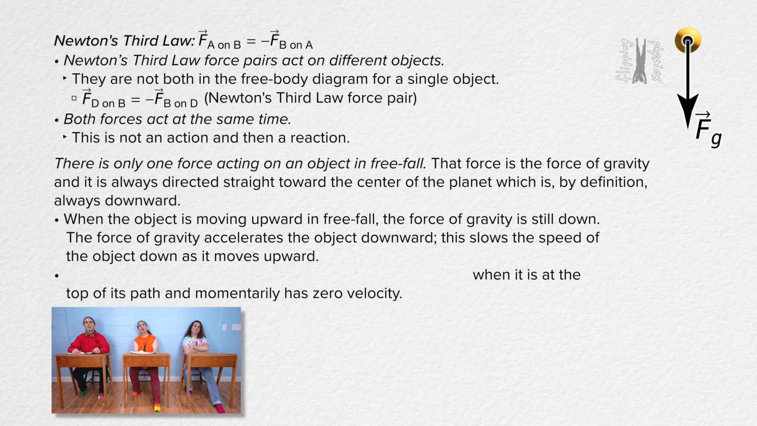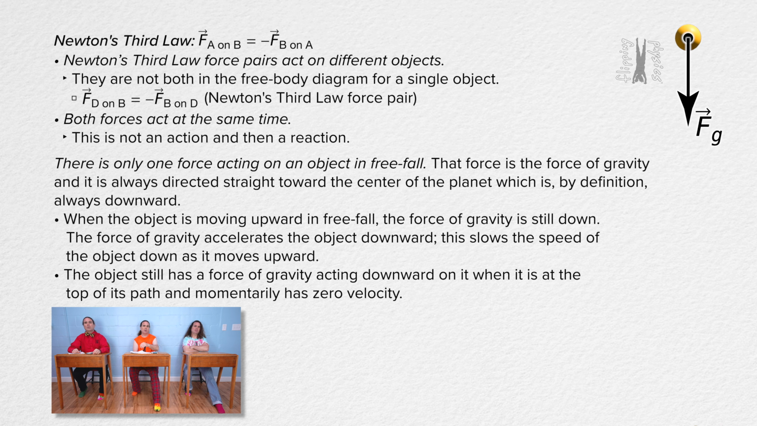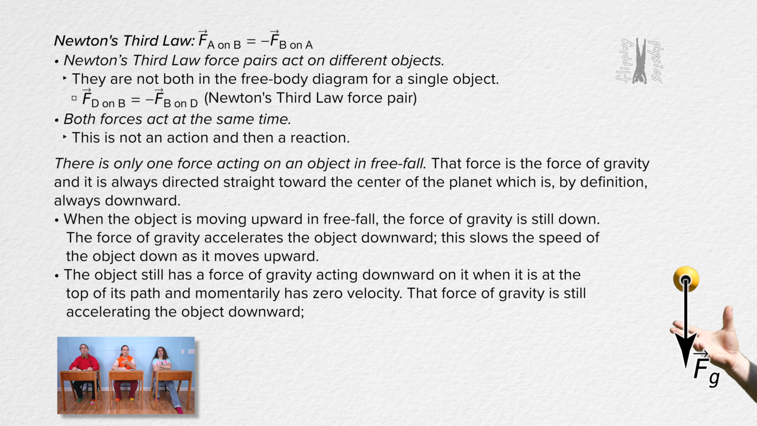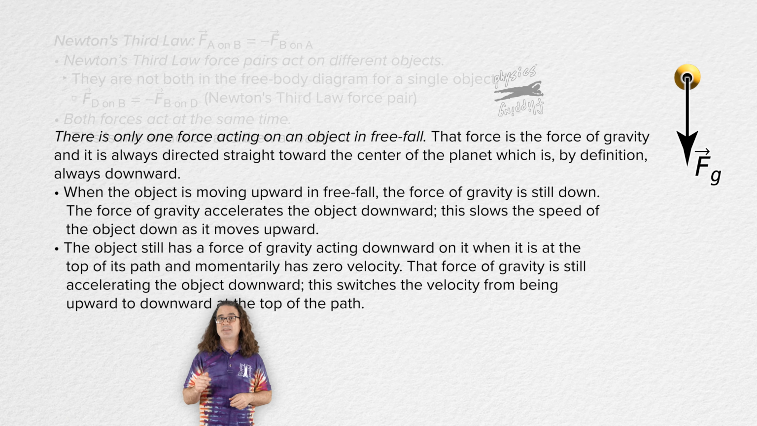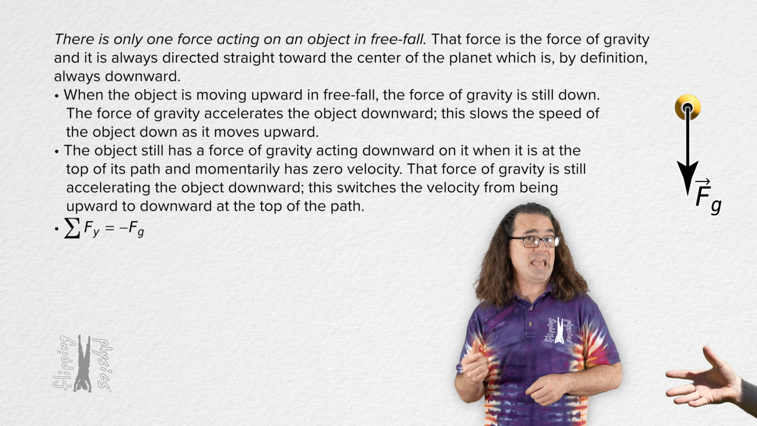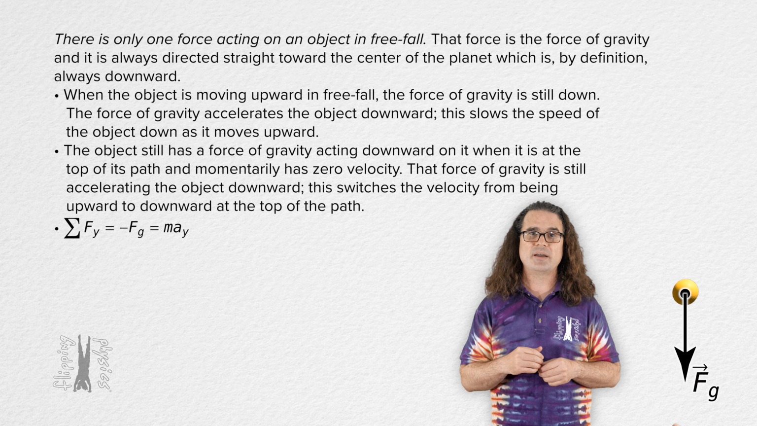Oh. What about when it is at the top of its path and the velocity of the object is 0 for a moment? Yes, the force of gravity is still acting downward on it when it is at the top of its path. The force of gravity accelerates the object downward and is what switches the object's velocity from upward to downward, and the velocity of the object is momentarily 0 when switching from positive to negative. Right. In fact, if you look at the free body diagram of an object in free fall, the net force in the y direction equals the negative of the force of gravity. Negative because that force of gravity is down. And the net force in the y direction equals mass times acceleration in the y direction.